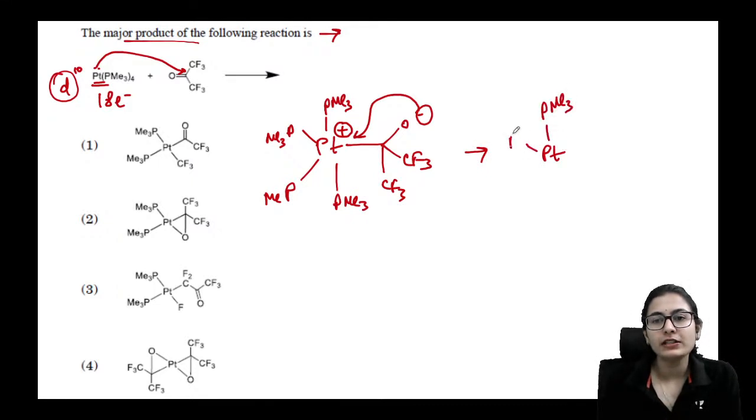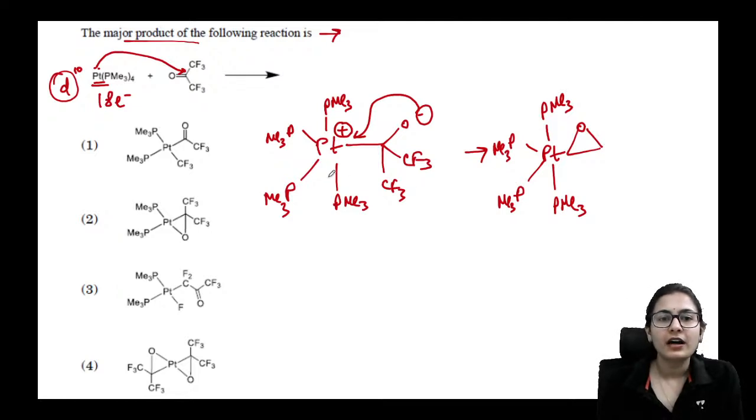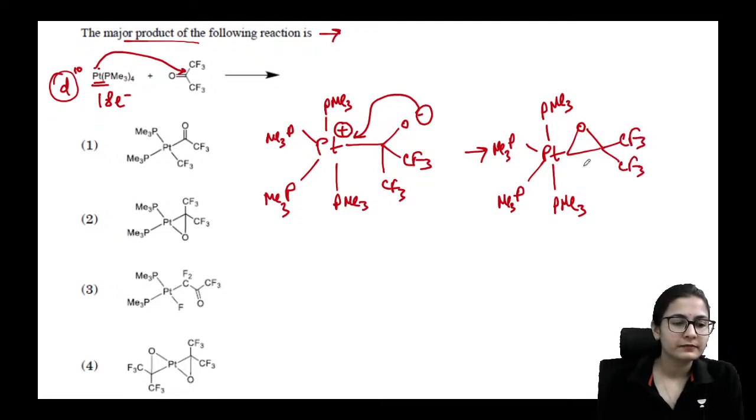Look, count the number of electrons in this complex. PMe3 over here, you are having 4 phosphines once again, and these two donors, meaning one is your oxygen donor, one is your carbon donor. How many electrons are there in this species? Yes, count the number of electrons. If we write it like this, how many electrons are there, guys?